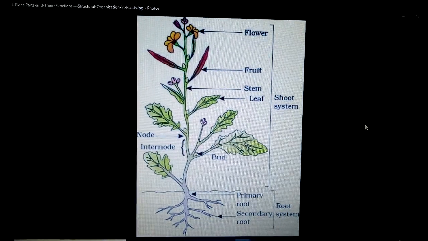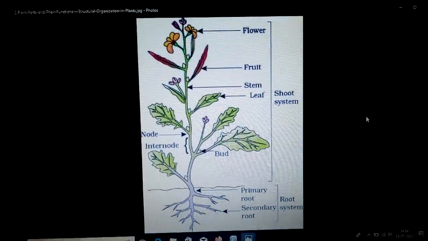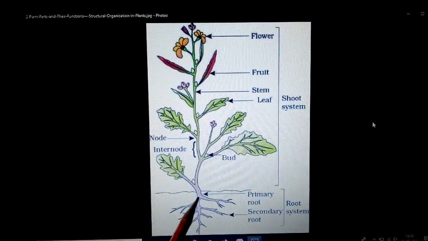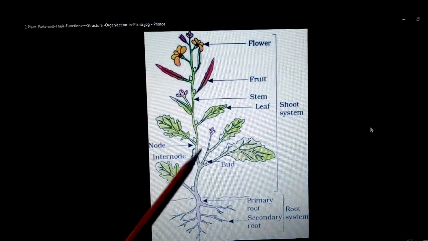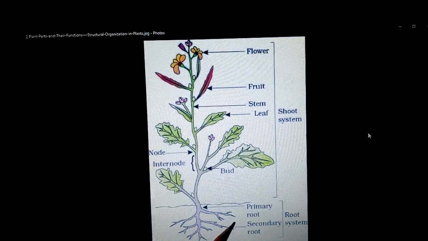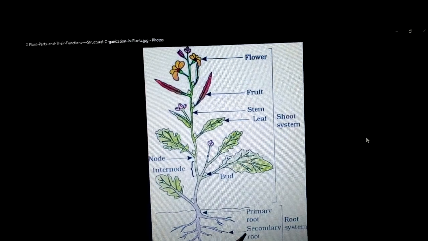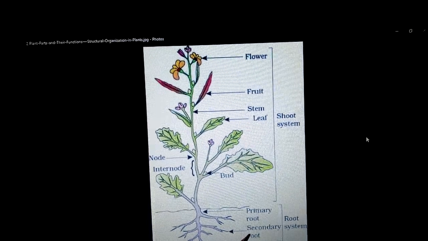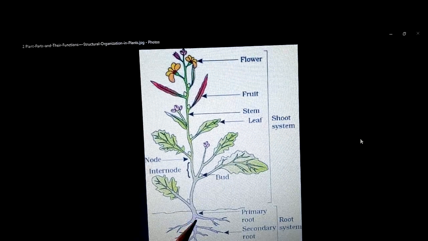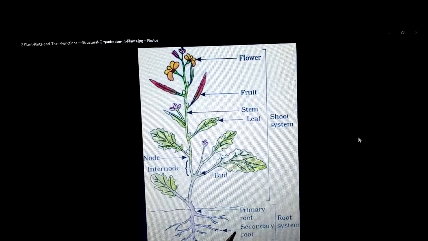Let us know about the different parts of a plant. This is the shoot system part, and this is known as the root system part. In the root system there are two types of roots: primary roots and secondary roots. Secondary roots are also known as lateral roots. This one is the lateral roots, and this one is the primary root. The root starts from here, and the main root is known as the primary root, and then the secondary roots.